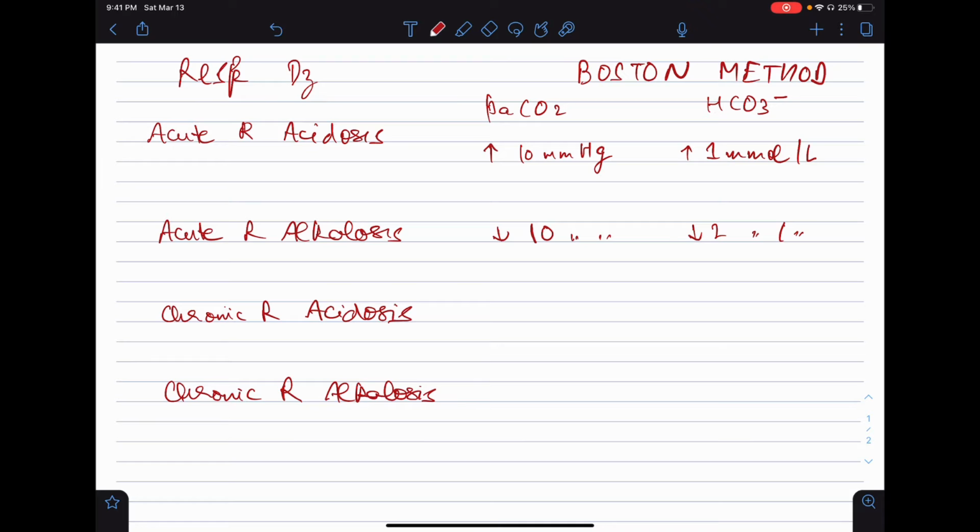In chronic respiratory acidosis, we have a 10 millimeter increase in PaCO2. This will give me the compensation by increasing bicarbonate by 4. And when I come to chronic respiratory alkalosis, a decrease of 10 millimeter mercury of the carbon dioxide will decrease your bicarbonate by 5 millimole per liter. Simple to remember, right? We have 1, 2, 4, and 5. These figures you just need to remember.